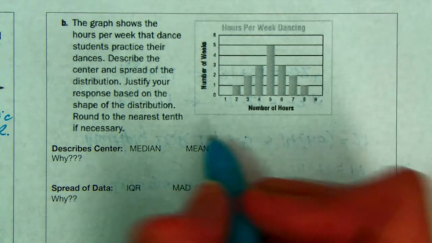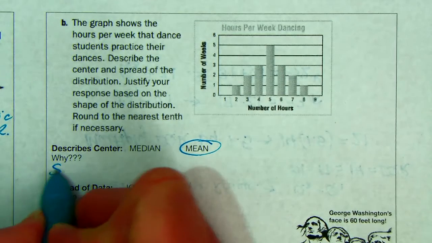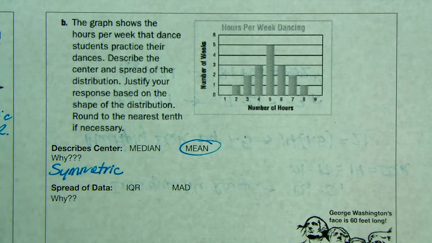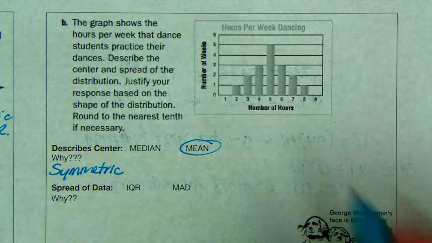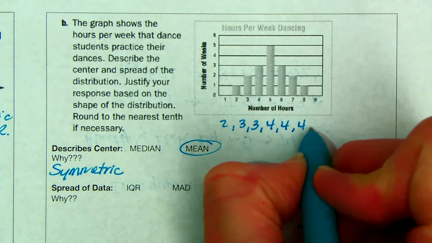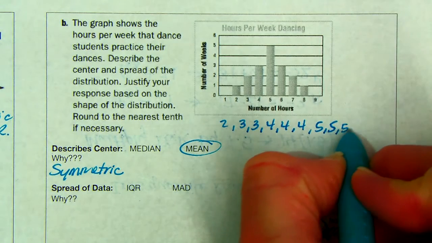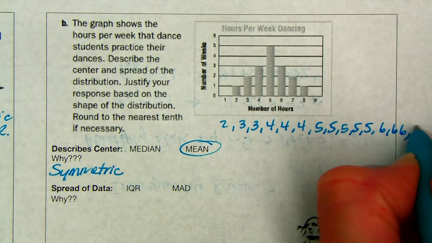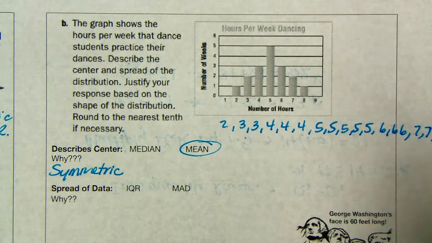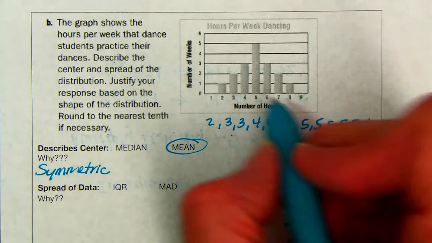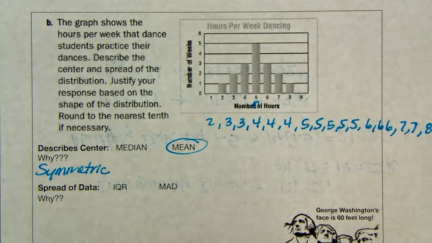Now, if you wanted to total them all up and divide by how many, so we have a 2, we have 3, 3, we have 4, 4, 4, we have 5, 5, 5, 5, 5, 6, 6, 6, 7, 7, and 8. You can add them all up and divide by. But guess what the mean is going to be? Yeah, it's going to be 5. So 5, what are we doing here? Hours per week of dance that they practice. So 5 hours.